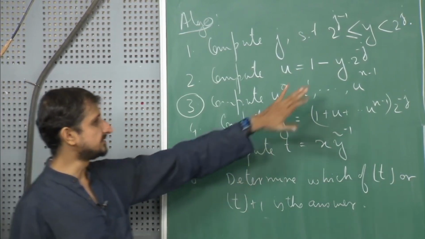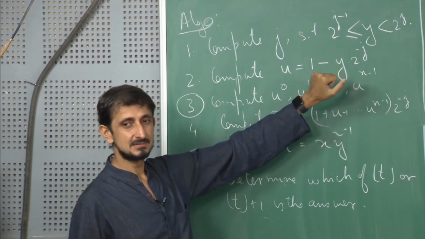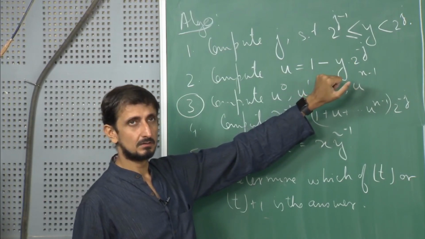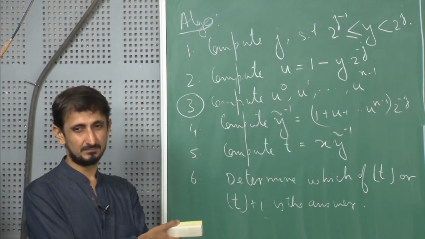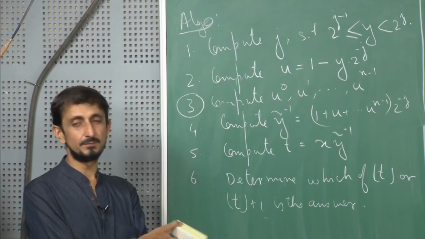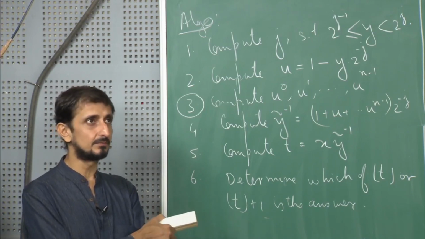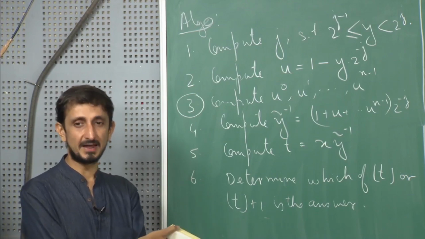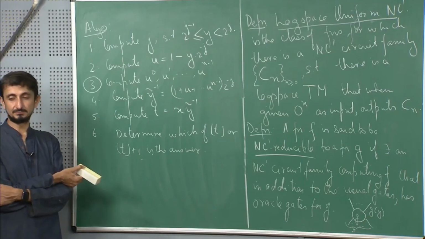2 to the power minus j multiplications. No. Shifting the decimal, yeah. So it is representation of fractional numbers in binary. Yeah, you are shifting the decimal.